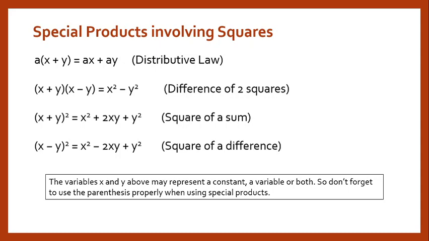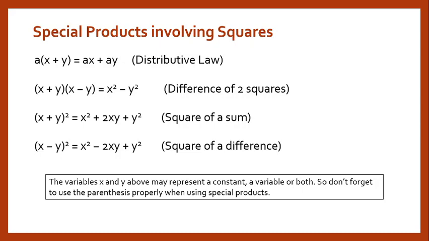Yung outcome ng special product, if you have x plus y, you'll be multiplying it to x minus y. So each variable x and y will represent maybe a constant, a variable, or both, para at least alam niyo yung meaning ng variables. So if x plus y multiplied by x minus y, the outcome would be difference of two squares. So instead of using the FOIL method na iisa-isahin niyong i-distribute, you can use this special product, diretso na kayo sa x squared minus y squared. So wala nang middle term.